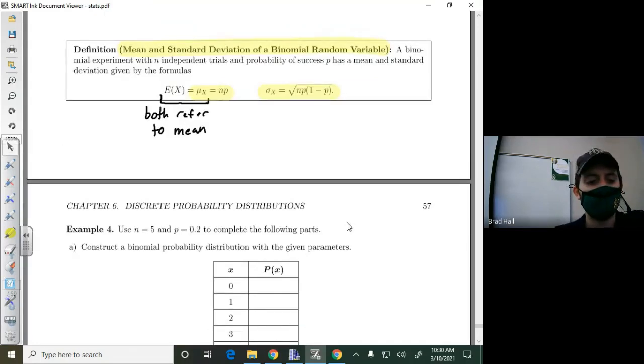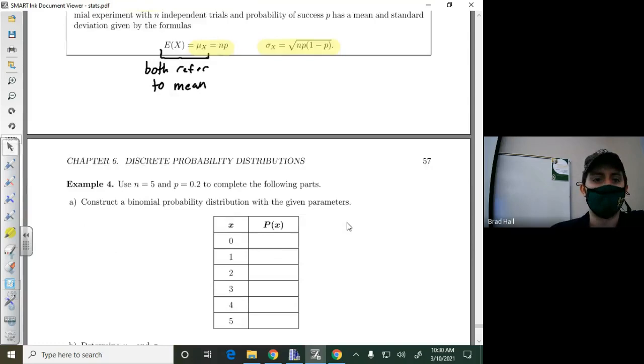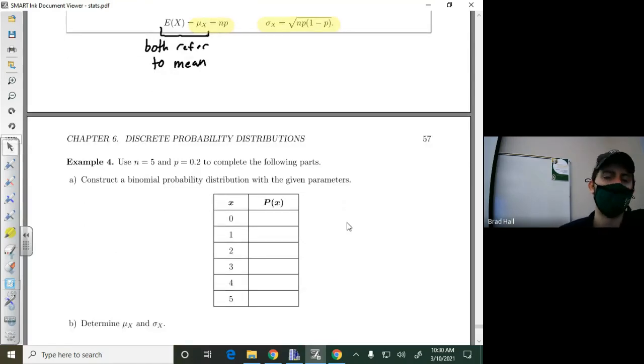So let's move on to example 4, which will bring up some familiar stuff. And we can also figure out the mean and the standard deviation. So they tell us that n is equal to 5 and p is 0.2. So for this problem, they want us to construct a binomial probability distribution with the given parameters. And notice they're using lowercase x.